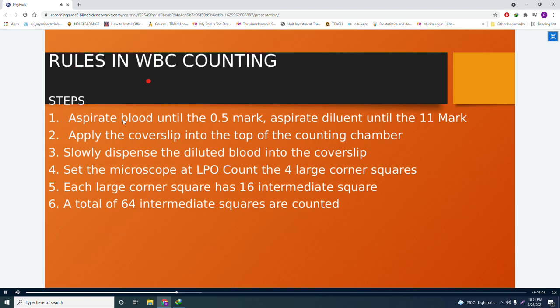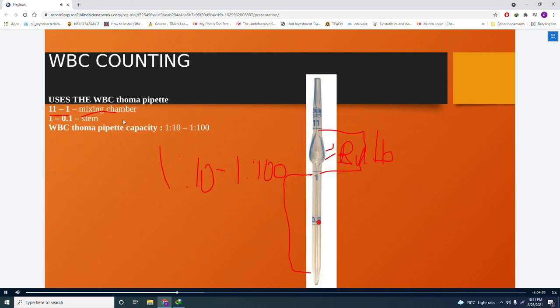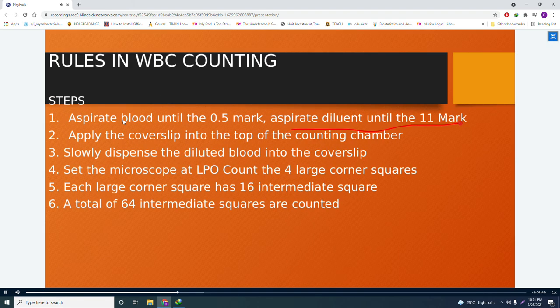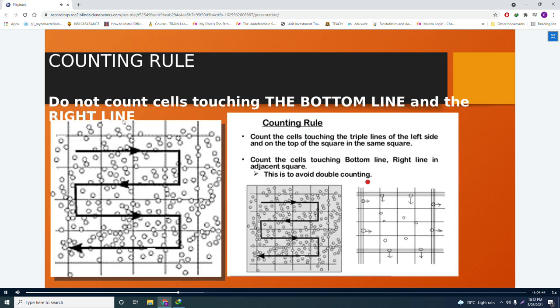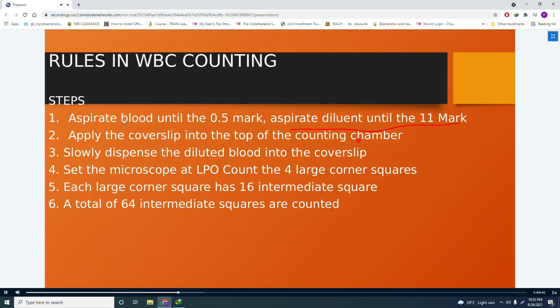So I will discuss that in the computation. Alright class, the rules in WBC counting: aspirate blood until the 0.5 mark. So sir, mag-aspirate ka ng blood until dito sa mark na to. Then you're going to aspirate diluent until the 11th mark. Okay. And then apply the cover slip onto the counting chamber, slowly dispense the diluted blood. I'll show you a video of this tomorrow. Set the microscope at LPO and count the four large corner squares. Each large corner square has 16 intermediate squares. A total of 64 intermediate squares are counted.